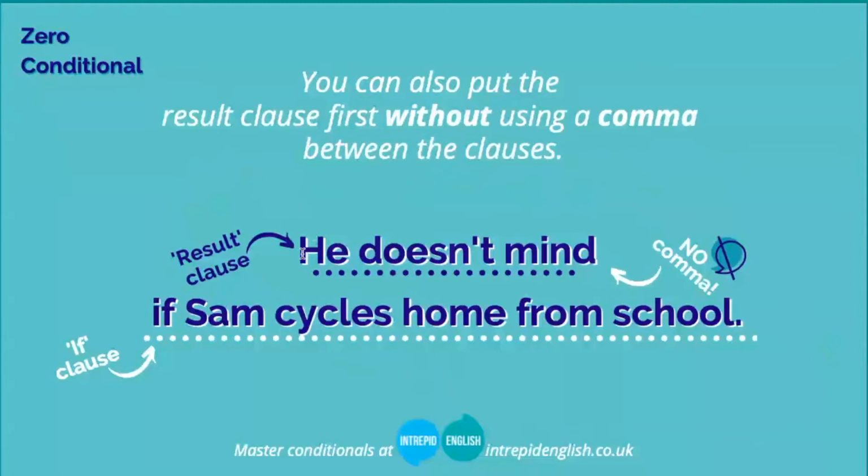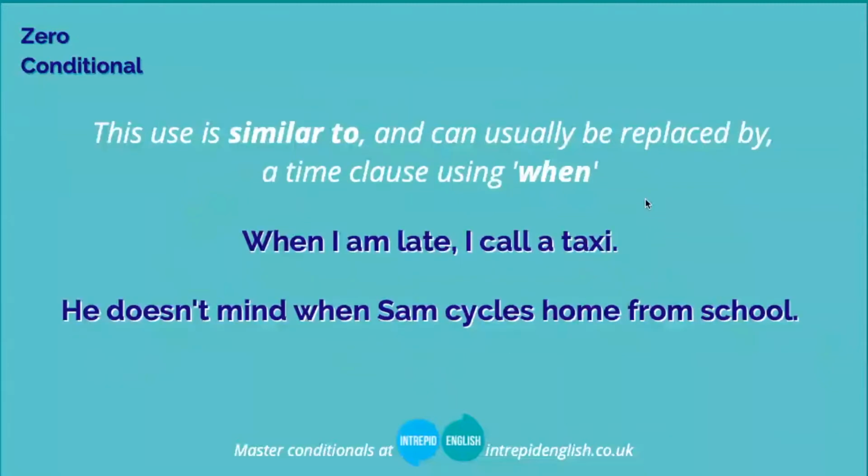Okay, so there are some alternatives to if. You can say when. It's quite common to use when instead of if when you're talking in the zero conditional. So when I am late, I call a taxi, rather than if I am late, I call a taxi. Both are fine. It's the same meaning. Okay, so we've got a few example sentences there for the zero conditional.